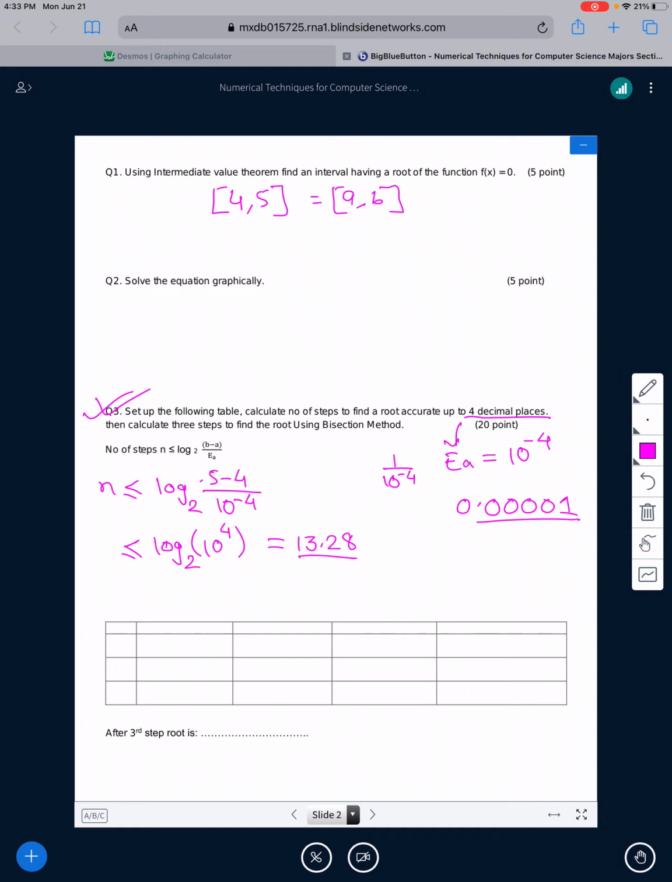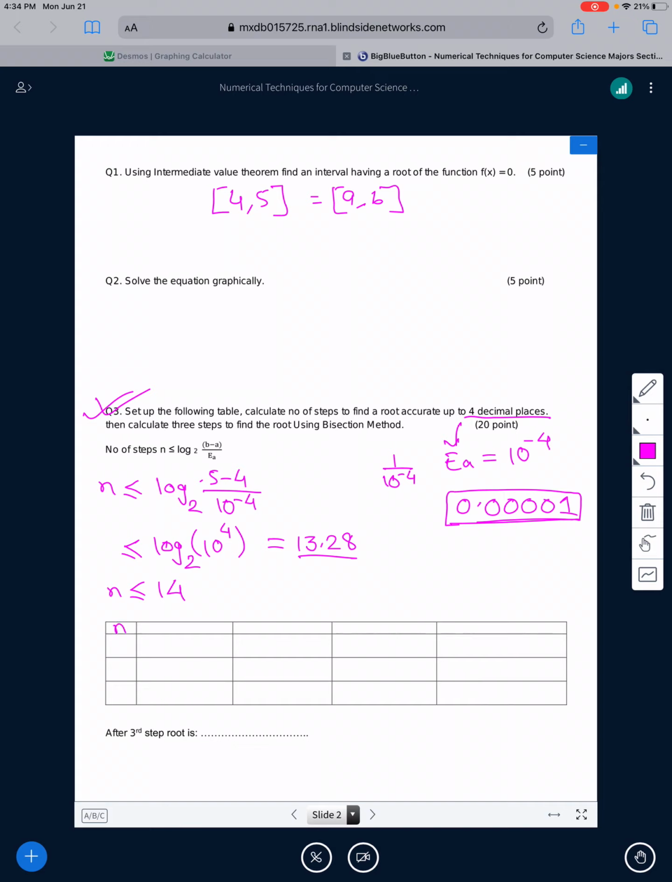13.28 is a decimal number, but n is the number of steps, so it cannot be a decimal number. The number of steps needs to be a whole number. So let's put n as 14. That means you need 14 steps with the bisection method to get your root correct up to 4 decimal places. But I'm not asking you to calculate 14 steps. I'm just asking you to calculate up to the 3rd step. Okay, so this is my number of steps.